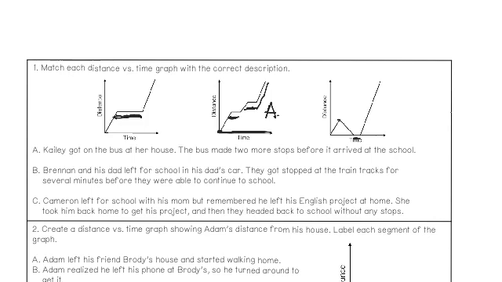Brennan and his dad left for school in his dad's car. They get stopped at the train tracks for several minutes before they were able to continue to school. So looking at the first graph and the third graph, we see that the third graph has us moving our distance away from the house, which remember is this bottom line, and then returning back to the house. Now remember, this isn't a map. To return to the house, we're not going back to the origin because time can't go backwards.